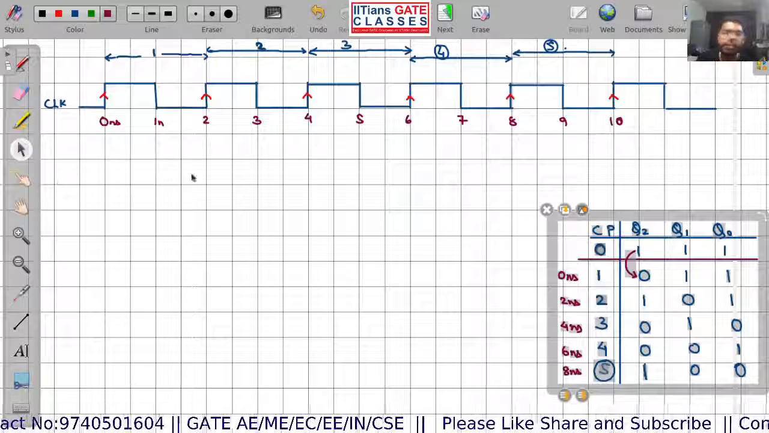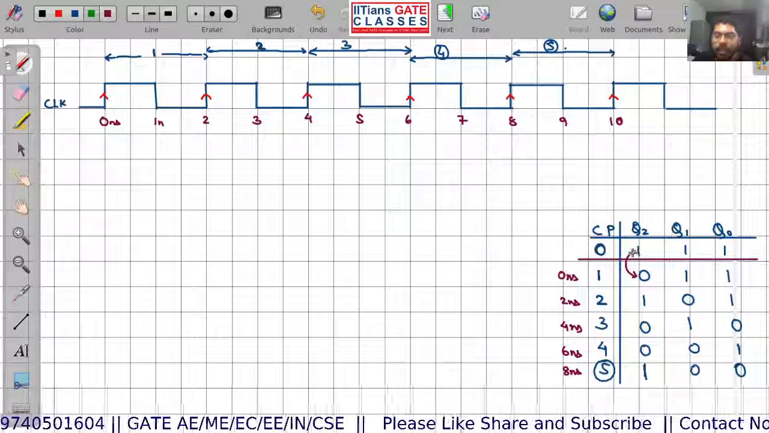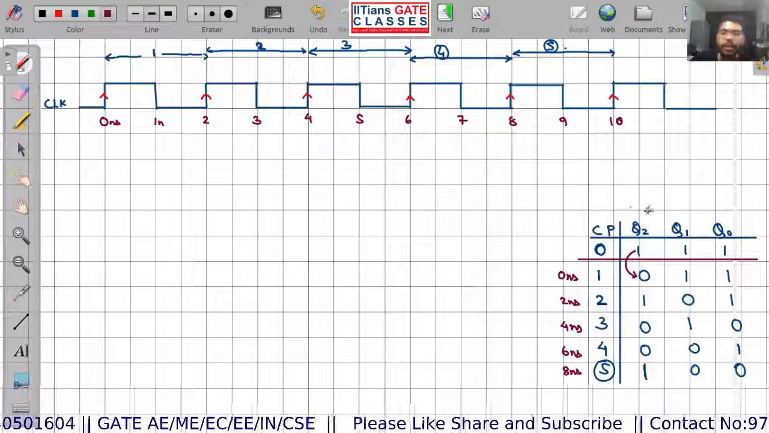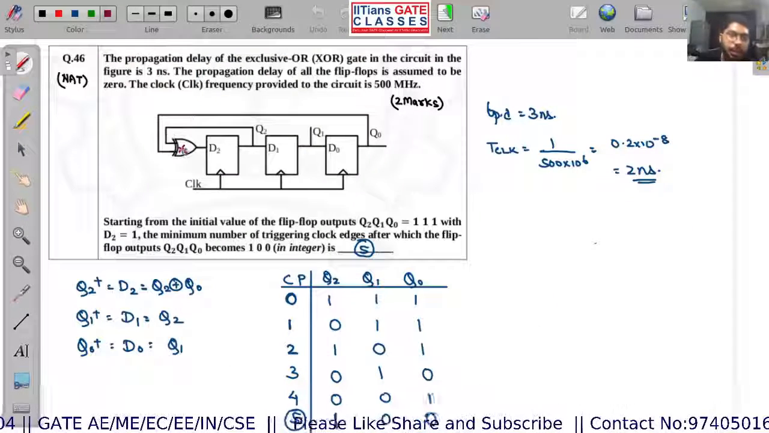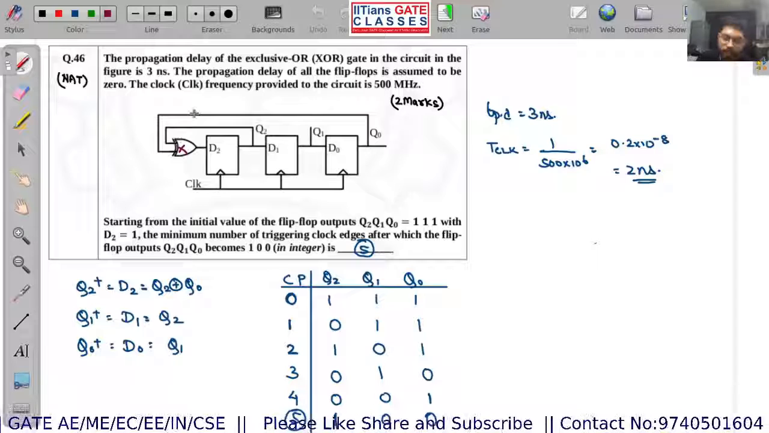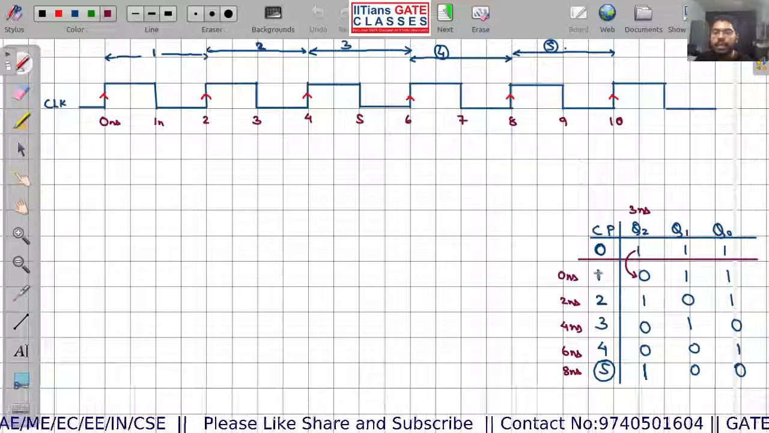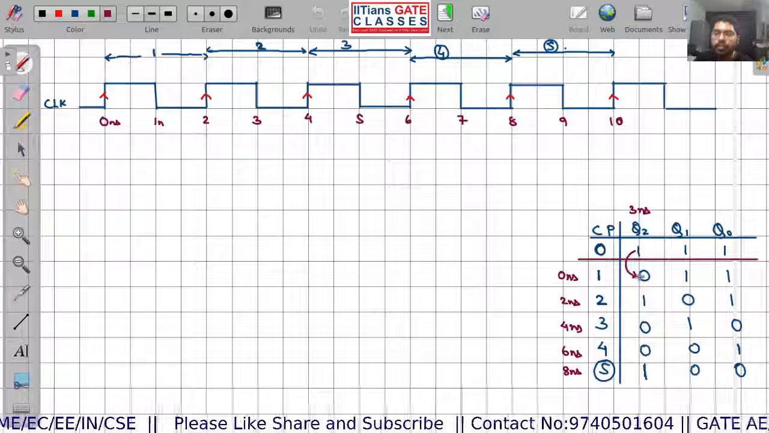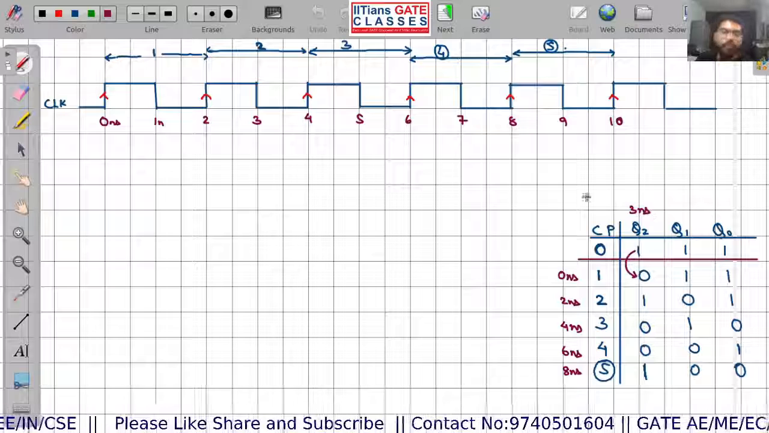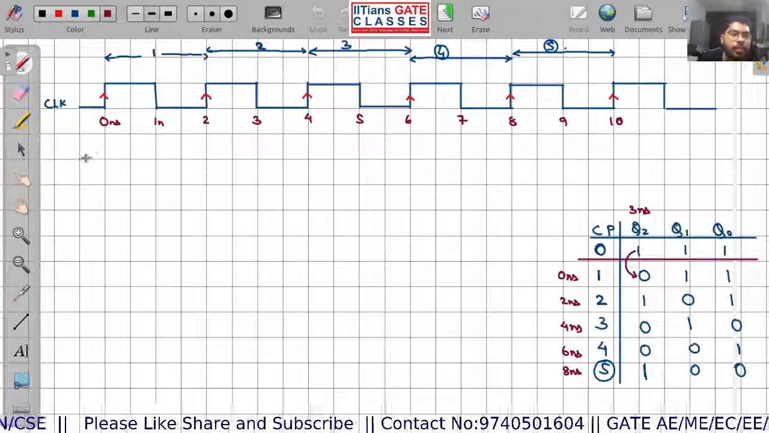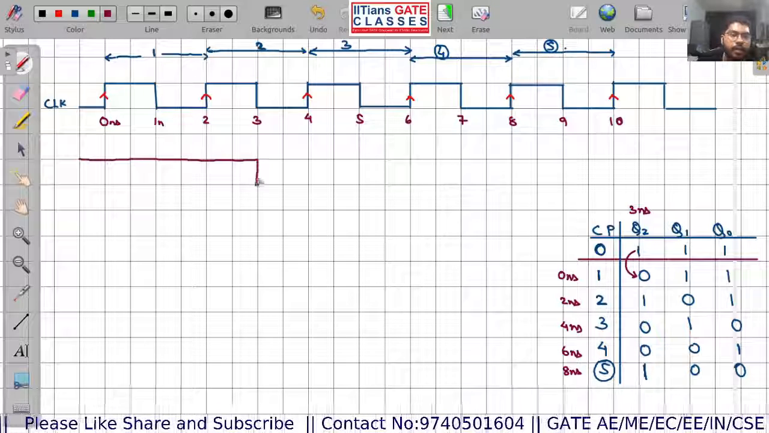So if I now draw the waveform, tell me one thing. If there was no delay in Q2... but there is a delay in Q2 of 3 nanoseconds, as we have seen here, because Q2 is connected to this XOR gate. So we have a 3 nanosecond delay. Now suppose if Q2 had no delay, then at 0 nanoseconds it would have transitioned to 0, but now how much time will it take? It will take 3 nanoseconds. So basically this will be 1 till your 3 nanoseconds and then it will go to 0.